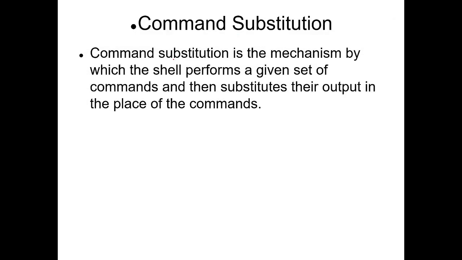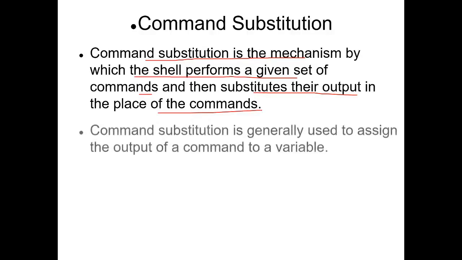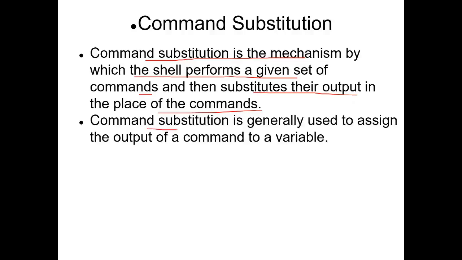Command substitution operator. Command substitution is the mechanism by which the shell performs a given set of commands and then substitutes their output in place of the commands. Another definition: command substitution is generally used to assign the output of a command to a variable.